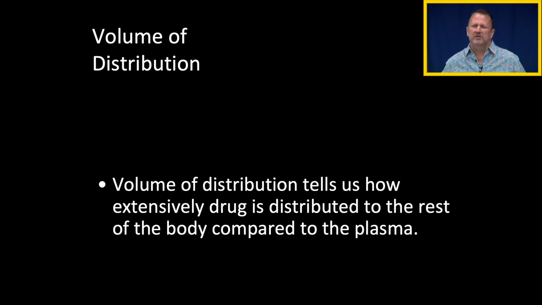All right, so the volume of distribution tells us what? How extensively drug is distributed to the rest of the body compared to the plasma. And so drugs with a very small volume of distribution, you put them in the plasma, the drug stays in the plasma. That's a small distribution. You put the drug in the plasma, it gets absorbed everywhere else and completely eliminated from the plasma. That's a very large volume of distribution. The smallest volume of distribution you can have is you put it in the plasma, it stays in the plasma. The largest is you put it in the plasma and it completely disappears from the plasma because it's been absorbed by the rest of the body.